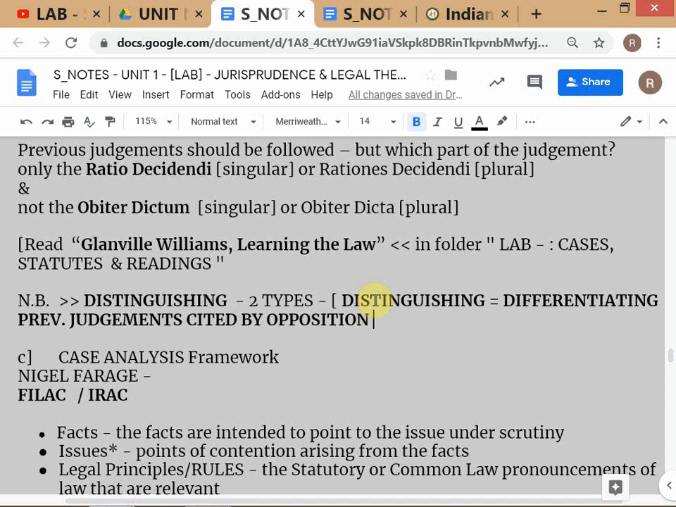The opposite lawyer is citing certain judgments which he thinks are applicable to this case, and I'm actually trying to differentiate those previous judgments cited by the opposition. Differentiating previous judgments cited by the opposition from the facts of the current case. I'm not writing the, obviously, just to save time.